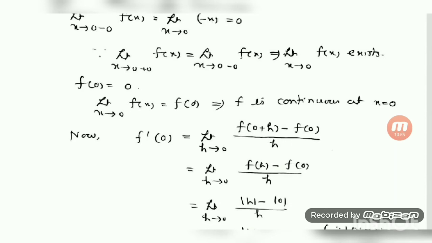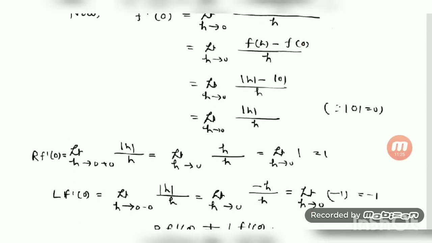So your point is 0 now. f dash 0 will be equal to what? In definition, f dash x is limit h tends to 0, f of x plus h minus f of x by h. So in the place of x, I have substituted 0 because I want to get the differentiability at the point x equal to 0. So it becomes limit h tends to 0, f of 0 plus h minus f of 0 by h. 0 plus h can be written as h. What is f of h? f of h will be equal to modulus of h, minus modulus of 0, by h.